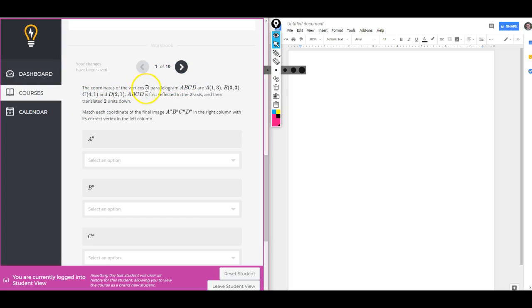The coordinates of the vertices of a parallelogram ABCD are A(1, 3), B(3, 3), C(4, 1), and D(2, 1). ABCD is first reflected in the x-axis, then translated 2 units down. Match each coordinate of the final image A double prime, B double prime, C double prime, D double prime in the right column with its correct vertex in the left column.